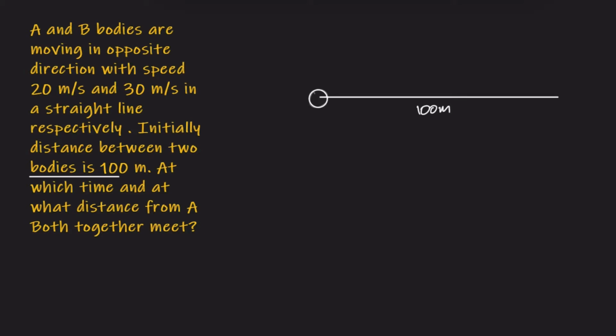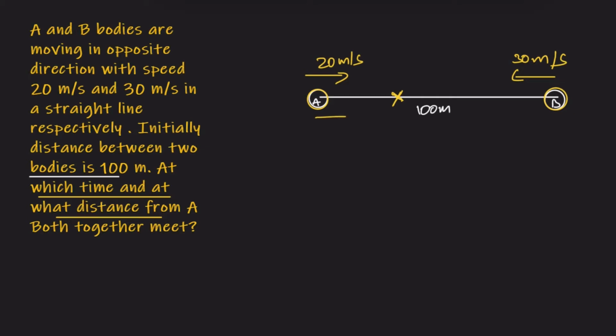Suppose this is body A and this is body B. And see here, A and B bodies are moving in opposite directions. A is moving 20 meter per second and B is moving 30 meter per second. Now the question is, at which time and at what distance from here do both meet together? Both are meeting at this point. So A covers this distance and B covers this distance. Totally both bodies cover 100 meters.